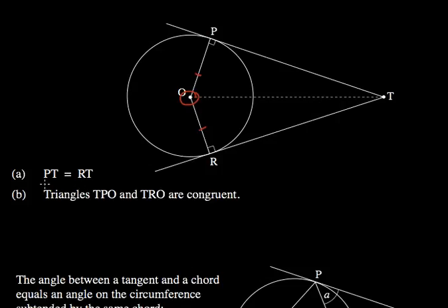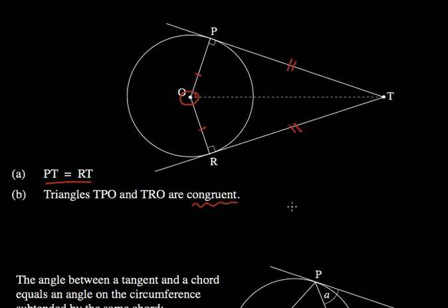Another interesting fact is that PT equals RT. So this length is equal to this length, and we've got ourselves a kite. And it also means that the triangle TPO, the top one, is congruent to the triangle at the bottom. Congruent means that they are identical in every way, except it's just a mirror image. So the lines are the same length and the angles are the same size.